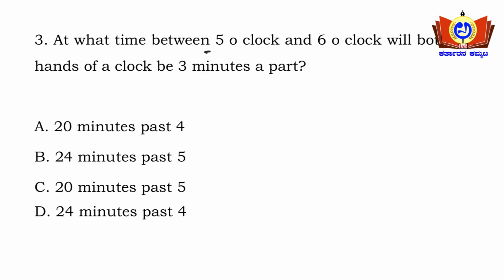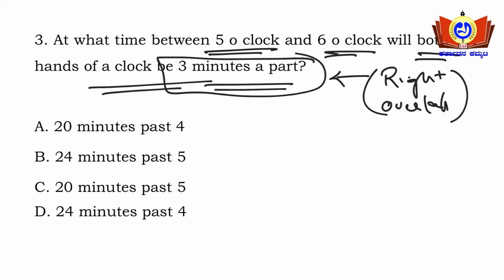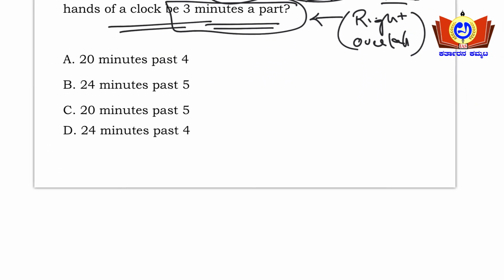At what time between 5 o'clock and 6 o'clock will both the hands of the clock be 3 minutes apart? See here, in previous questions it was given right angle or overlapping, but here the question is 3 minutes apart. Okay, see here how we'll be solving this. Friends, these kind of problems shall be dealt with the formula method. So what was the formula I told you in the previous video?